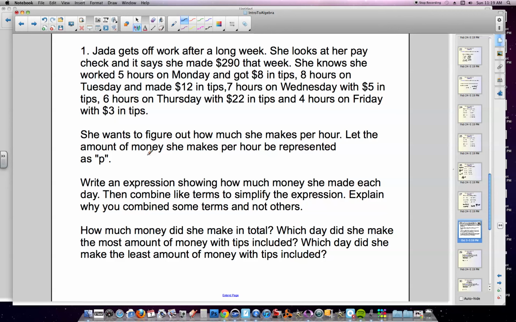So you're going to have to create an expression, and you're going to have to say, okay, well, how can I write out the amount of hours versus how much she got paid per hour and the tips to figure out how much money she made? And then I want you to go on and tell me a few other things about the problem. You're going to put your answer in Google Docs and write it all out, and that way I can help you with it. I hope this helps.